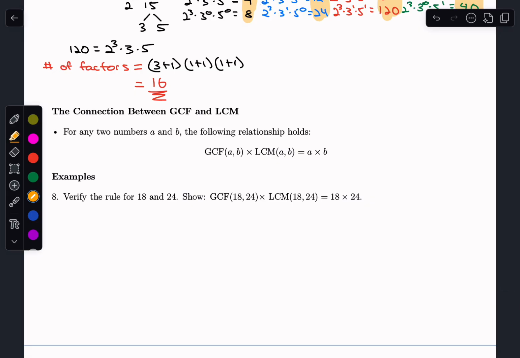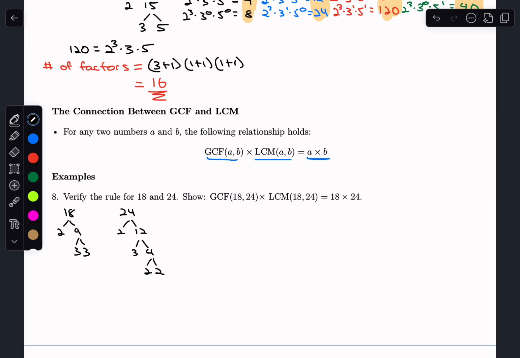So for any two numbers a and b, this following relationship holds: the GCF of a and b multiplied by the LCM of a and b is equal to just a times b itself. All right, so we're going to verify this rule real quick for 18 and 24. What we're going to do is find the GCF and LCM, multiply them together, and show that it's the same as 18 times 24. So on the side, real quick, we'll break these down. 18 is 2 times 9, 9 is 3 times 3. 24 is 2 times 12, and 12 is 3 times 4, which is then 2 times 2.